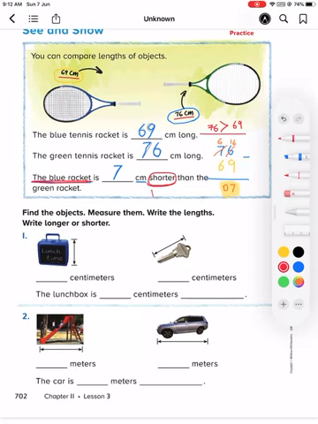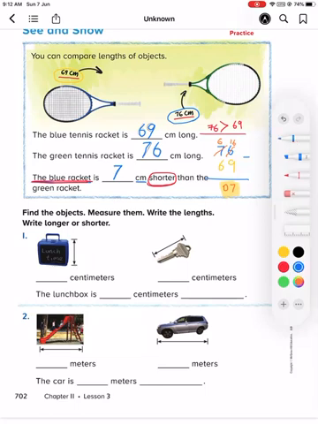I would write longer because they are talking about the green racket, but now they are talking about the short one. That's cool. Now let's go to question number 1.